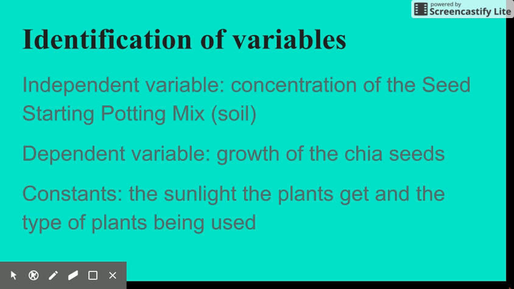The independent variable is the concentration of the seed starting potting mix. The dependent variable is the growth of the chia seeds, and the constants are the sunlight the plants get and the type of plants being used.